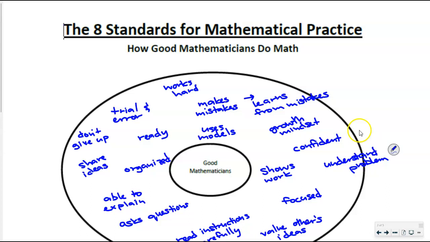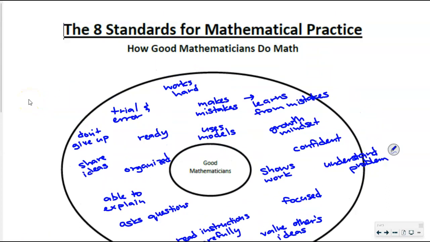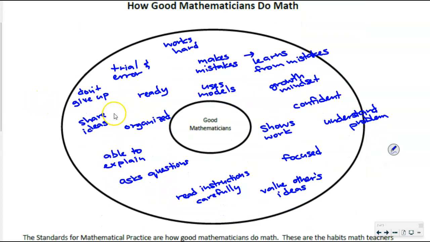So to review some things from our last lesson, we talked about the 8 standards for mathematical practice are just how good mathematicians do math. We made a circle map of all the things that we think good mathematicians do, and I want to show you how many of them have already been addressed in math practices 1 through 4. Showing work, that's math practice 3, also part of math practice 4. Don't give up, that's perseverance. That's math practice 1.